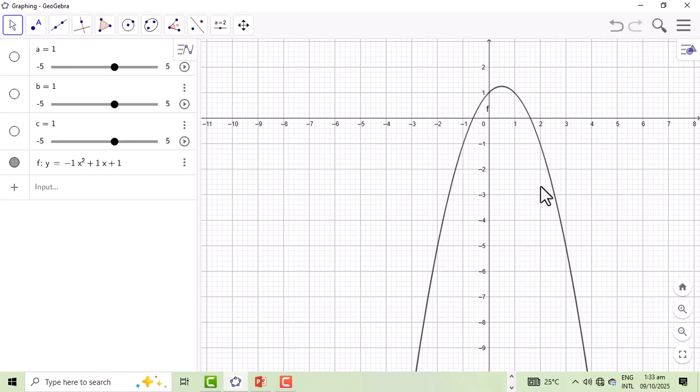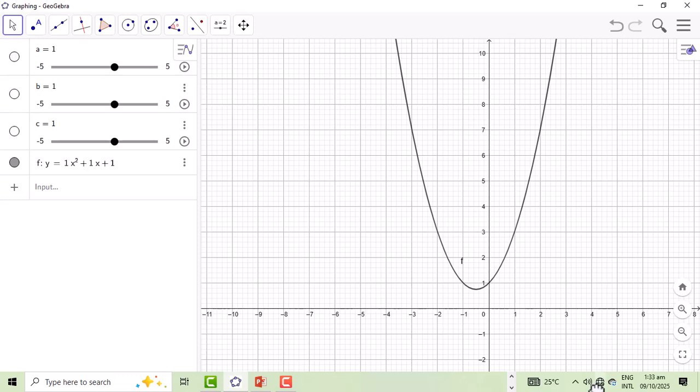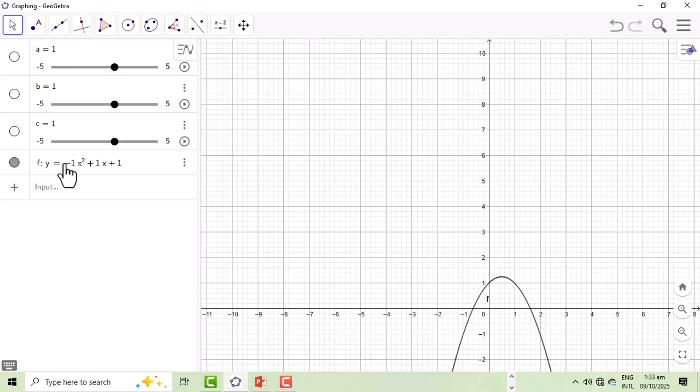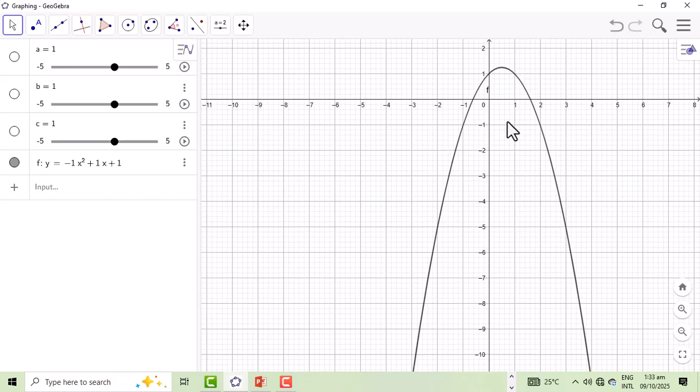So these are the two curves which are initiated anytime a quadratic function is given. If a, which is the coefficient of x squared, is positive, it takes a U shape, and if it's negative, it takes an N shape. So let's note this.